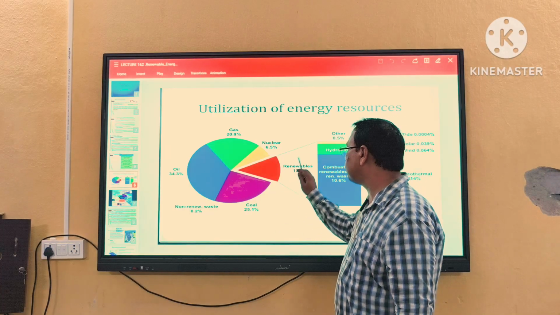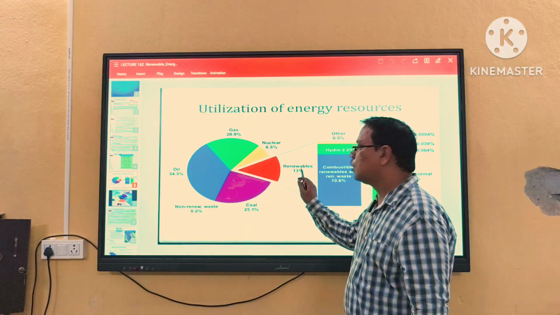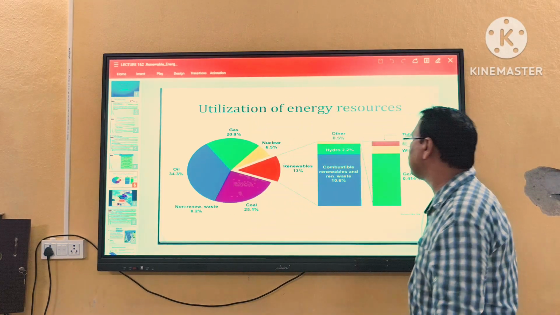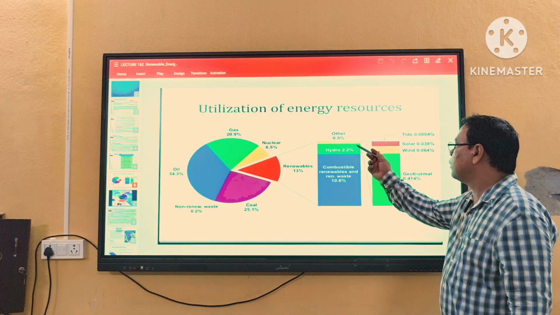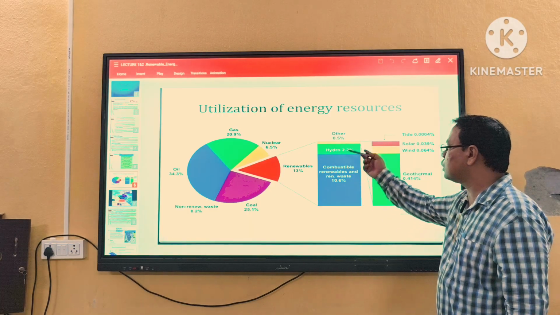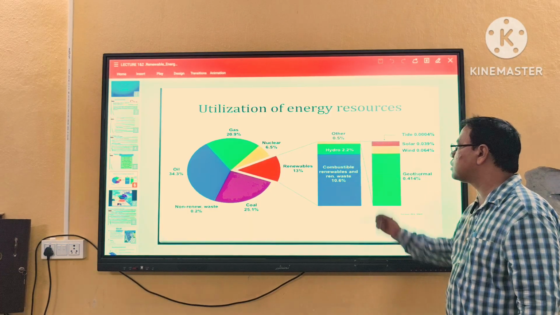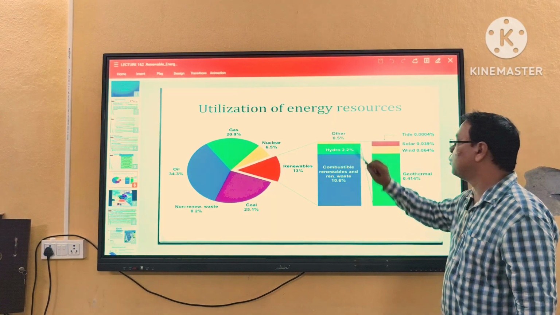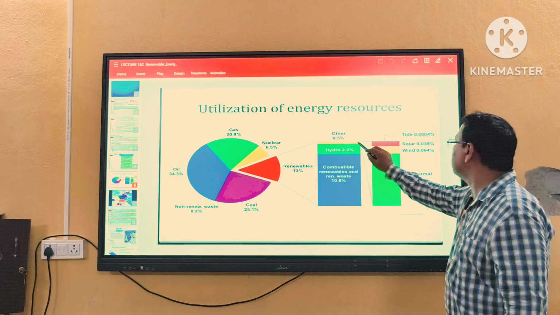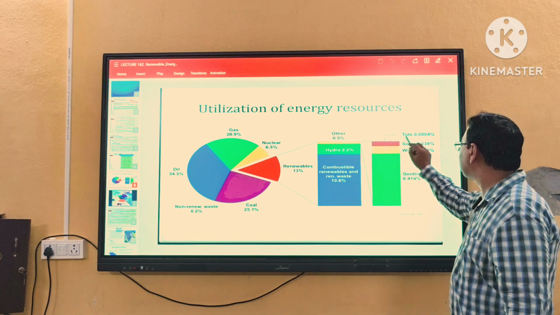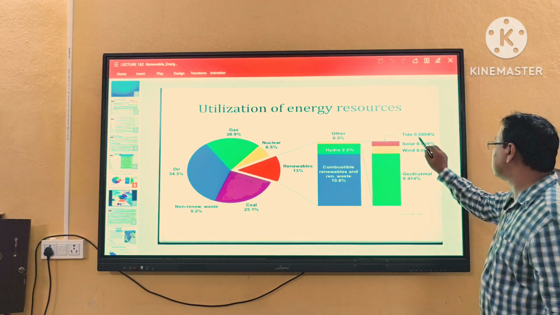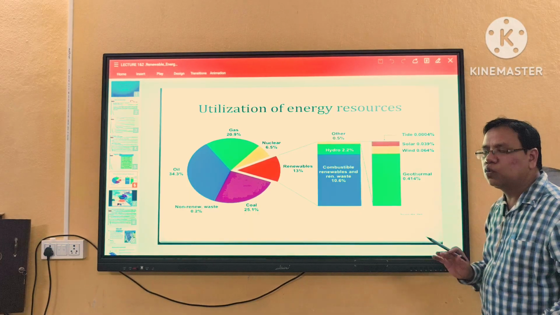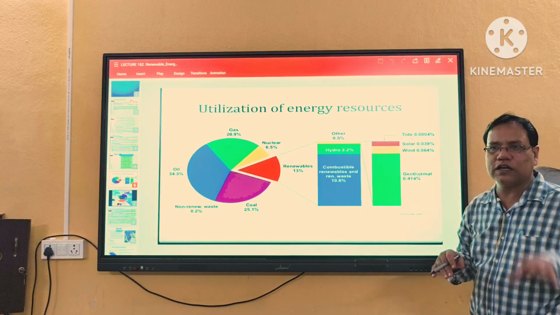Again, we have some renewable energy sources from which we get 13% of energy for our utilization. We have hydro energy sources and combustible renewable energy sources, and all are at 0.5. What are the others? The other is this combination, and tidal, which is 0.0%. Tidal is what? Wave energy. What is tidal? Sea.